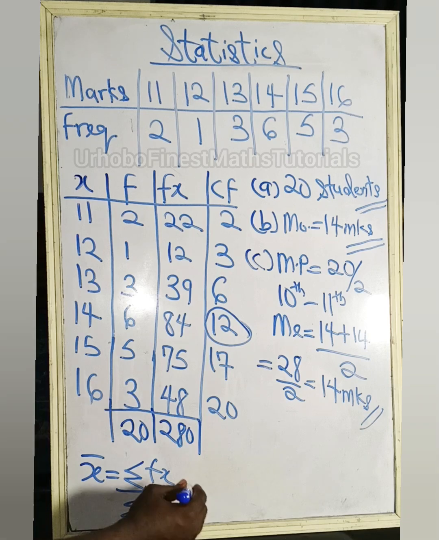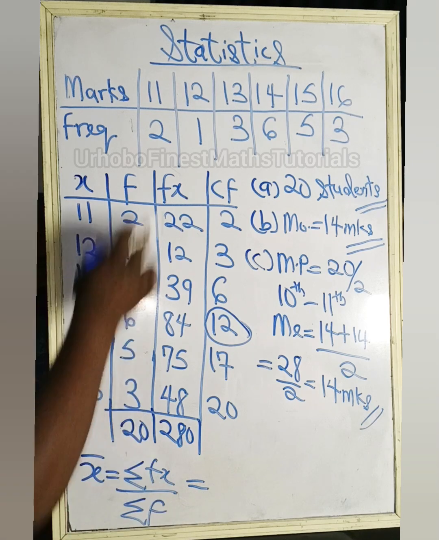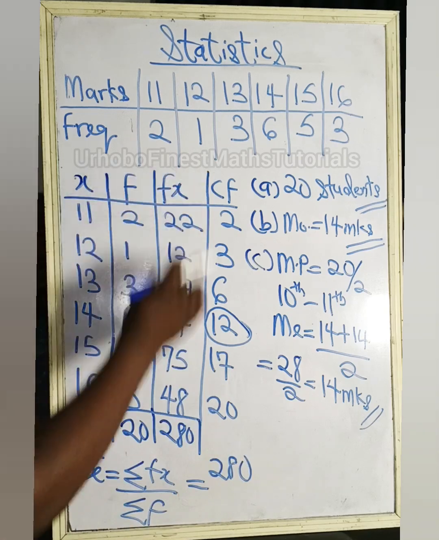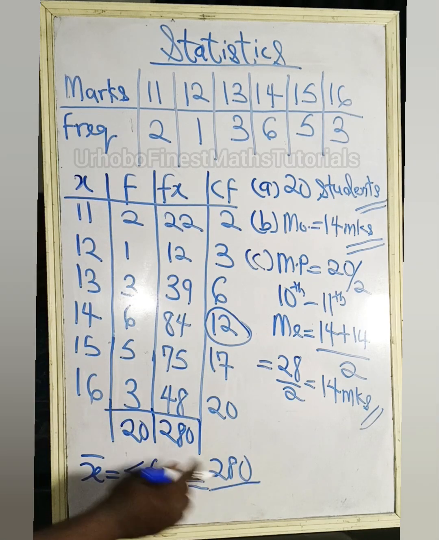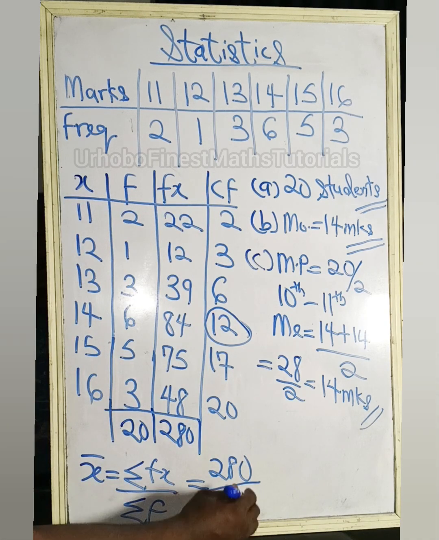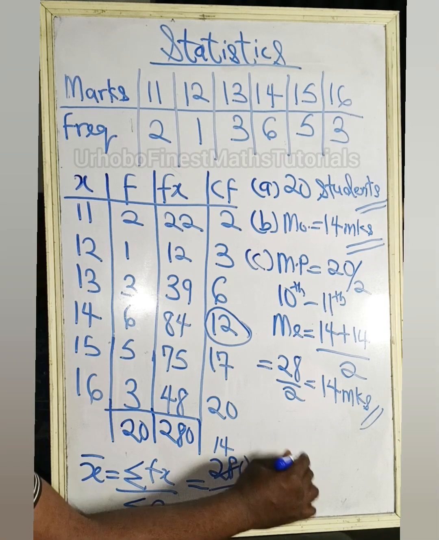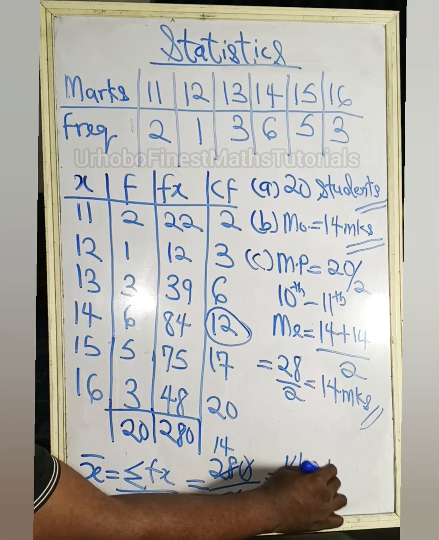I hope you can see this part of the board. This board is really small. Summation fx will give you 280. That's the summation of this column, 280, divided by the frequency summation, which is 20. So 280 divided by 20, 0 cancels 0. 2 into 2 gives 1, 2 into 8 gives 4, so 14. So the mean mark is also 14 marks. MKS for short, please.